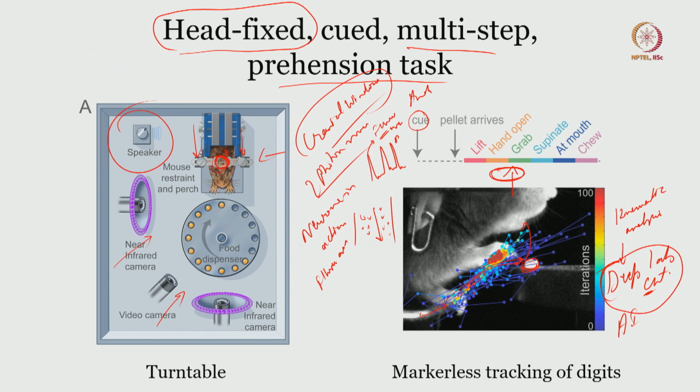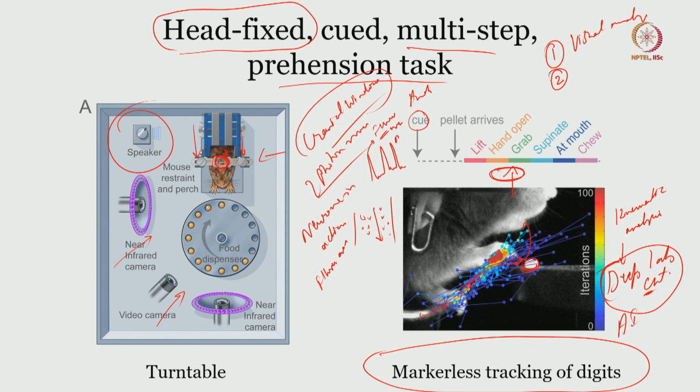The advance that has happened with this particular task is that it is markerless tracking of the digit. When you look at the complexity of the behavioral apparatus, you have visual analysis, which is a basic kind of analysis where you capture the video, go through those 10 different steps, and visually compare whether there are any differences between pre-stroke and post-stroke.